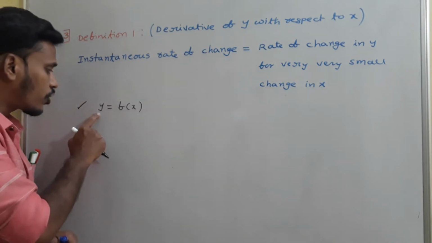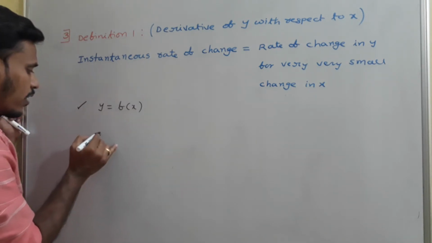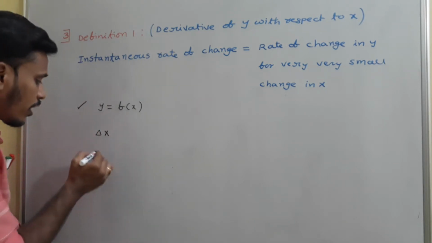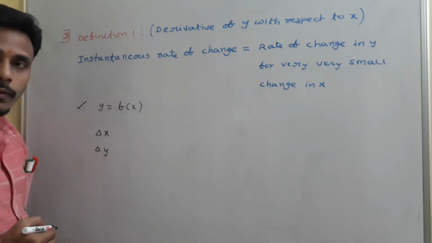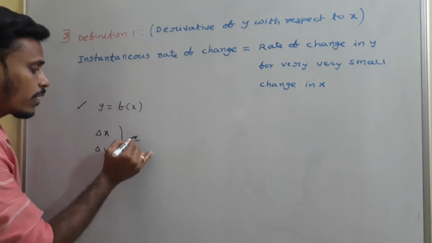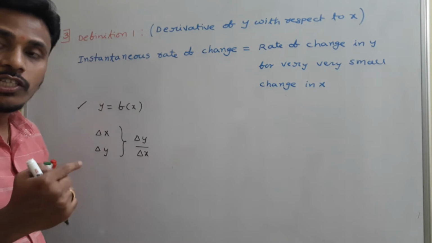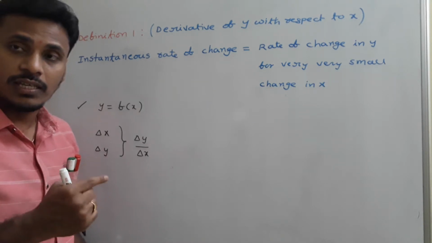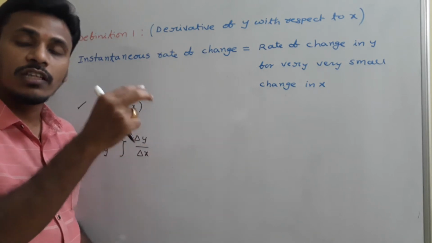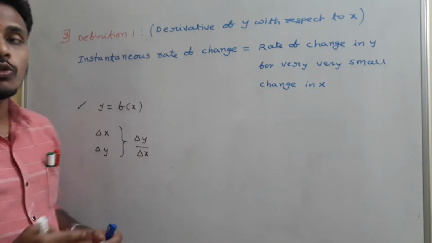Here we will study the change in y with respect to change in x. We denote the change in x as delta x, and the change in y we represent by delta y, and the rate of change in y with respect to x is simply delta y by delta x, because rate of change in y with respect to x is the change in y for unit change in x. All this we discussed in the last class.